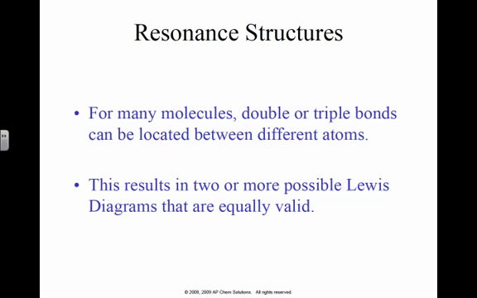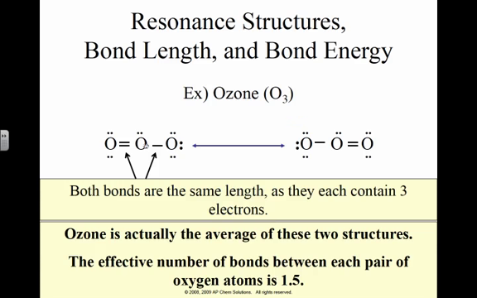Resonating structures. You might have heard of these last year. For many molecules, there are double or triple bonds included between different atoms. This results in two or more possible ways to draw the double or triple bond. For example, this is ozone. I have a double bond right here. Could I have put the double bond on this oxygen? Yes, like over here. Okay?